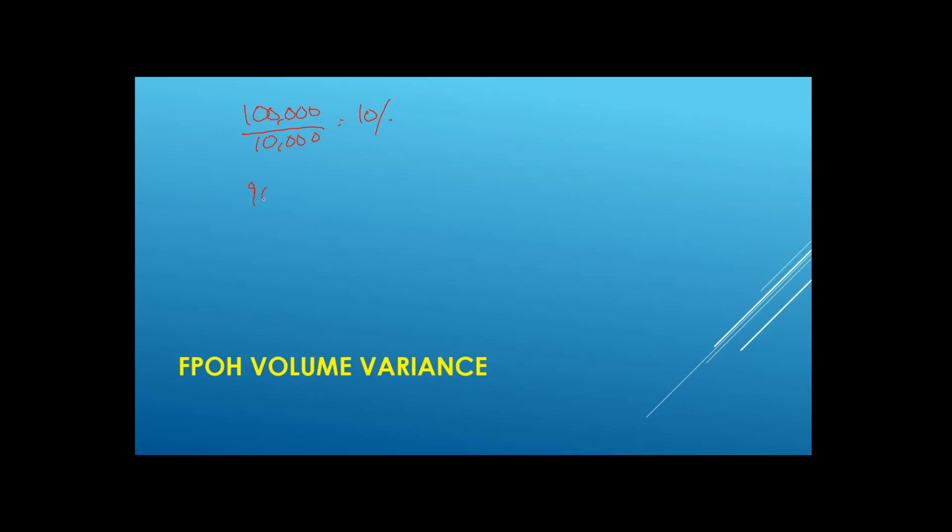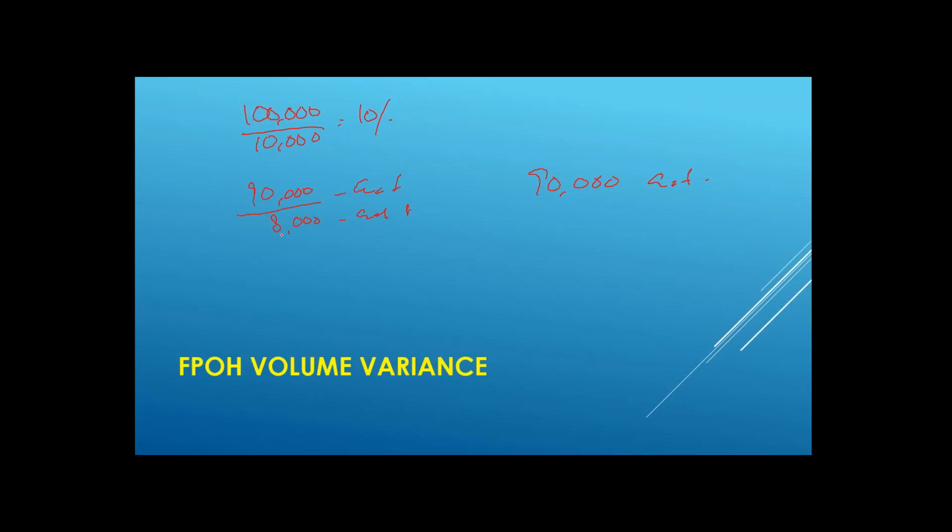But let's assume our actual overheads are 90,000, and that we produce not 10,000, but 8,000. So actual overheads are 90,000, actual production is 8,000. So now let's see how we calculate the total volume variance. The total variance is simply the actual overheads of 90,000.